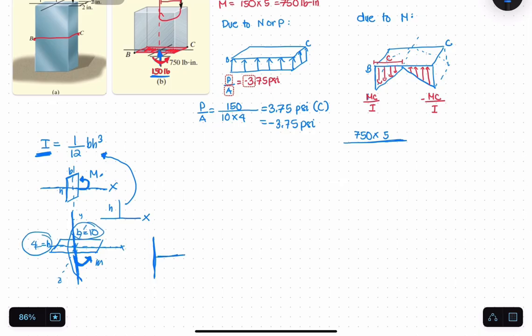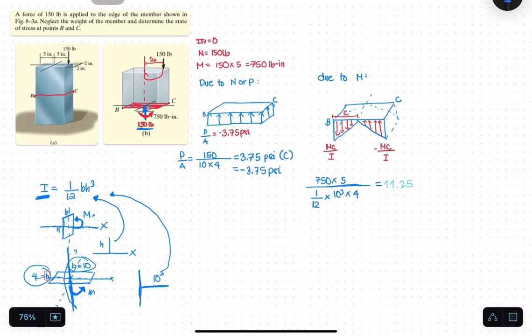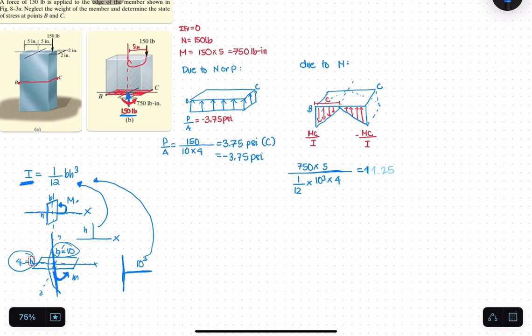Okay, so we have the B. So yung 10 ngayon, siya yung makikube sa ating formula. Okay? So that's why, ang formula natin is 1 over 12, magiging 1 over 12 times ang 10 cube, 10 cube times yung edge, which is 4. From that, ang makukuha natin na value is 11.25. Okay, so 11.25, this is PSI. Okay, so ibig sabihin, positive 11.25 tayo dito, while dito naman is negative 11.25 PSI.